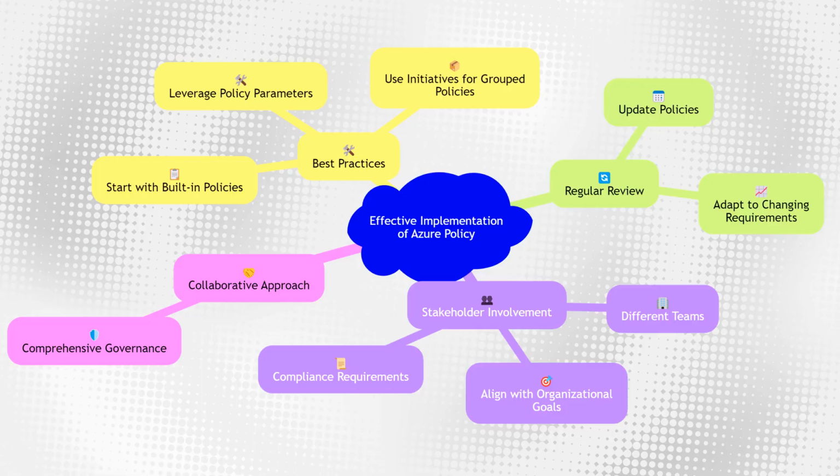To effectively implement Azure Policy, follow best practices such as starting with built-in policies, using initiatives for grouped policies, and leveraging policy parameters for customization. Regularly review and update your policies to adapt to changing requirements. Also, involve stakeholders from different teams to ensure that the policies align with organizational goals and compliance requirements. This collaborative approach ensures comprehensive governance.